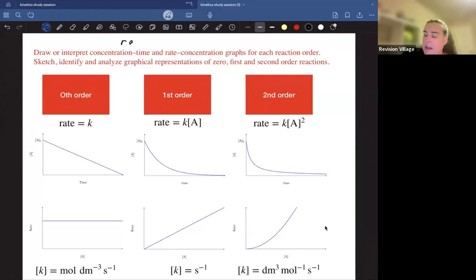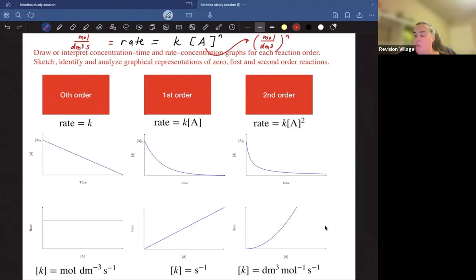So the idea is that in every case, on the left-hand side, we have rate, and on the right-hand side, we have K times the concentration raised to some power, which we call the order. The units of rate are always the same. They're always moles per decimeter cubed second. And the units of A, concentration of A, are always the same. They're moles per decimeter cubed, but we're going to raise that to some power, and that power is going to change.